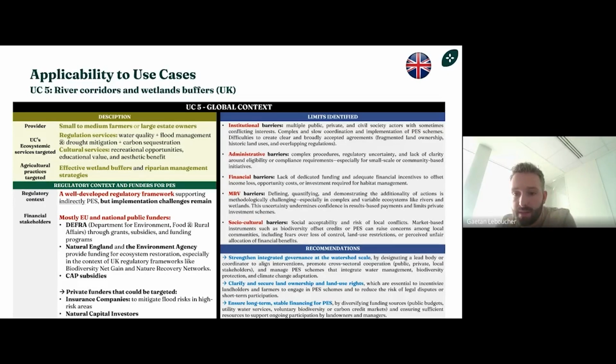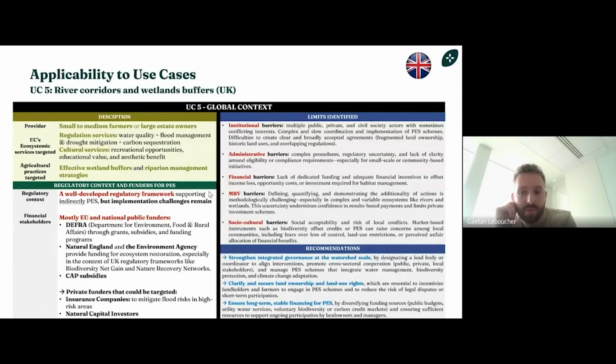About the limits, it's kind of the same limits identified. So institutional barriers, administrative barriers, the need of simplification, financial barriers with the lack of dedicated funding and adequate financial incentives. The MRV barriers are also applicable for the UK context, and social cultural barriers.